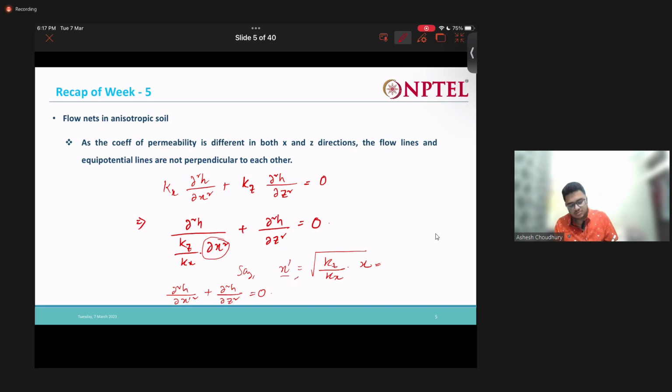If we use this transformation, our Laplace equation turns out to be this, and in this Laplace equation the solution will be the equipotential lines and the flow lines, which in this case will be perpendicular to each other. So if we have an anisotropic soil, we need to use this transformation, this scale, to convert it first, and then we draw the equipotential lines and flow lines, so that they are perpendicular to each other.